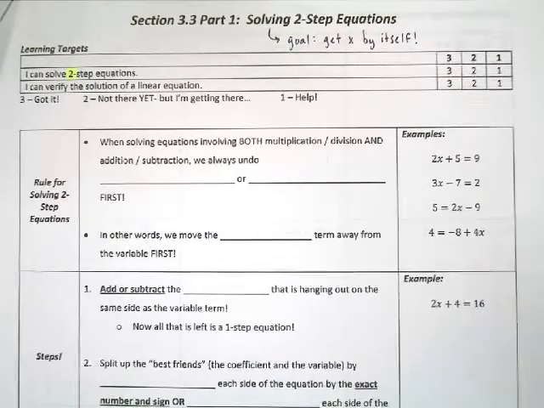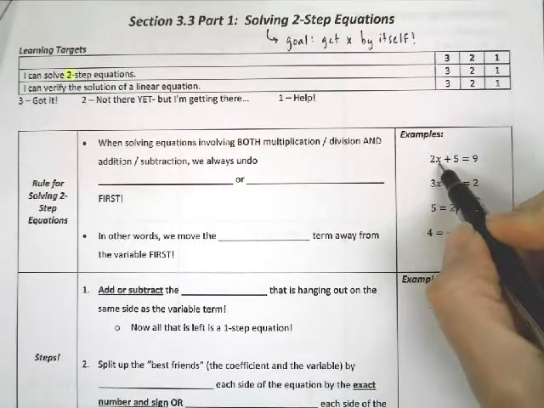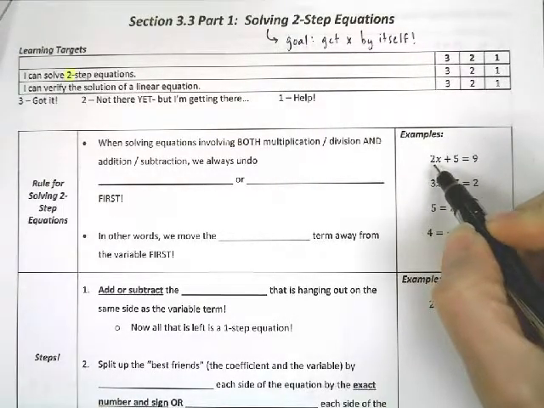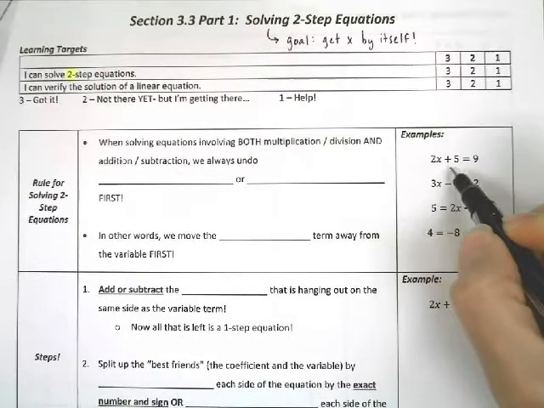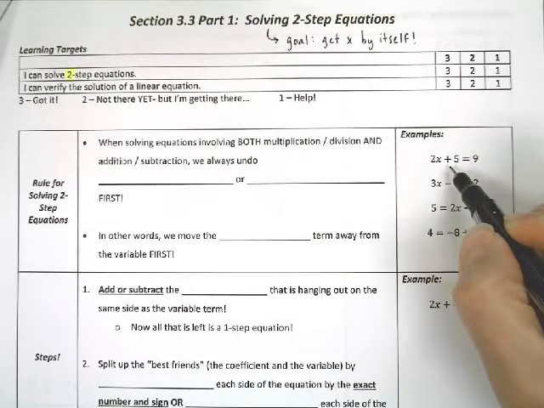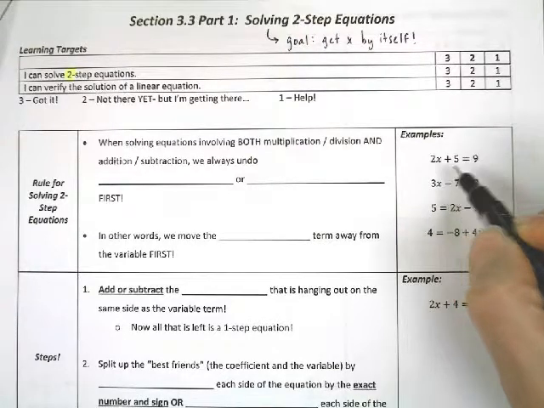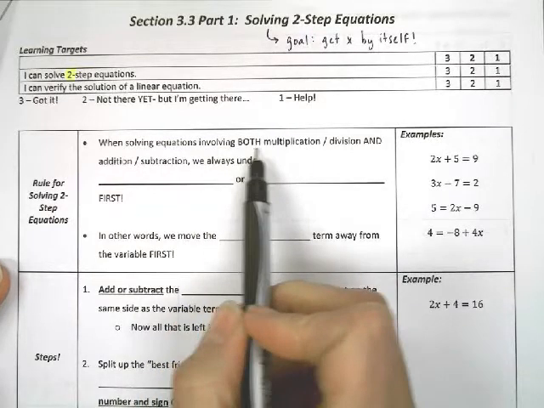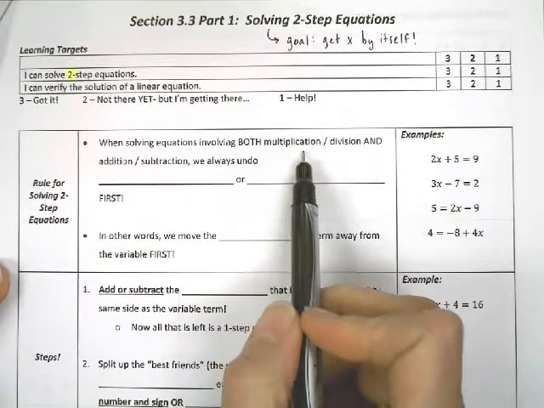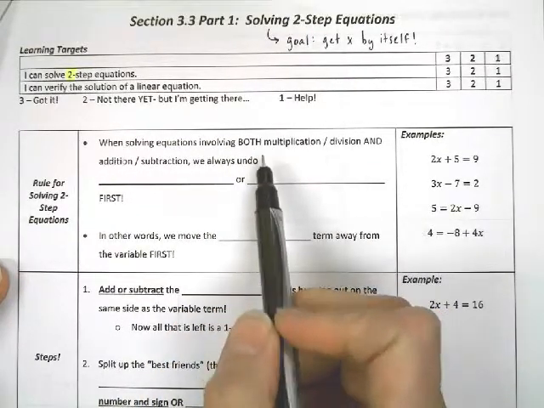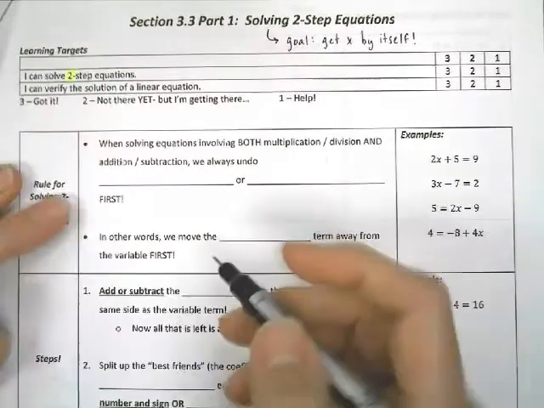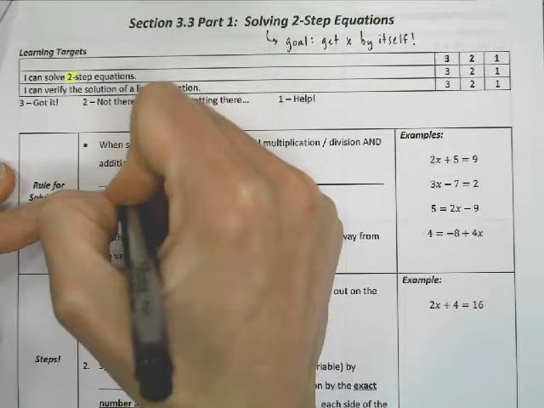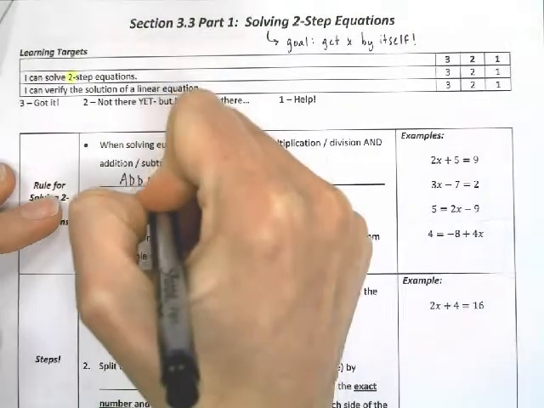Now, two-step equations, I have some examples here. If I look at this first term, 2x, I know when those are pushed right next to each other that I've got some multiplication happening. And I also see that I've got addition happening. So I've got two different operations. So the first thing that's going to be really important is that when we're solving equations that have both multiplication, division, and addition or subtraction, we're always going to undo that addition or subtraction first.